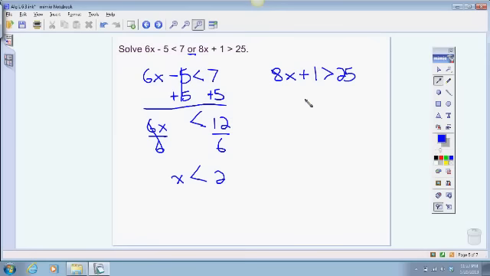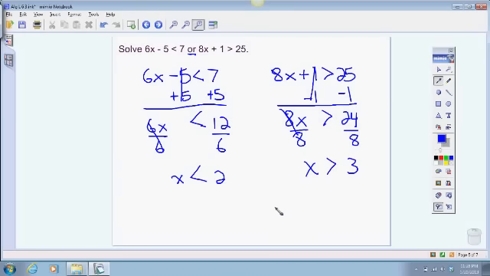We're solving for x, so we get rid of the 1 first by subtracting it from each side. We get 8x is greater than 24, and then we divide both sides by 8. 8 divided by 8 is 1x, 24 divided by 8 is 3. Did I multiply or divide by a negative number? No, so I can bring our inequality symbol straight down.